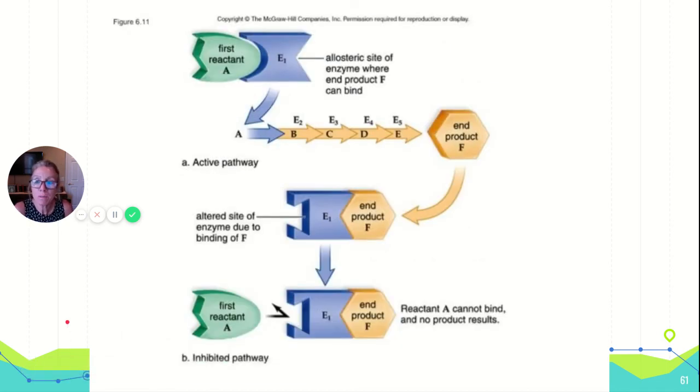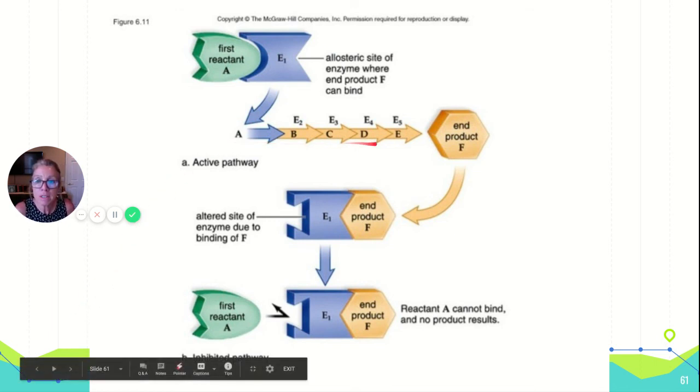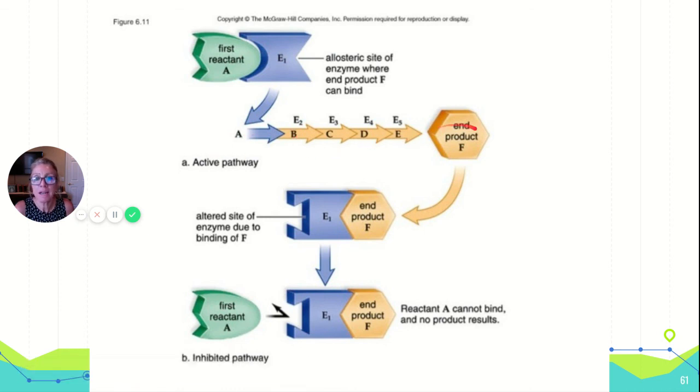So let's look at this one specifically. This is product inhibition. I want you to look at this metabolic pathway: A to B, B to C, C to D, D to E, E to F, which is your end product. Each one of these reactions in this metabolic pathway needs a specific enzyme. So to go from A to B, you need enzyme 1. B to C, you need enzyme 2. Now, this first reactant, A, binds right here to the active site of enzyme 1, and then A becomes B.